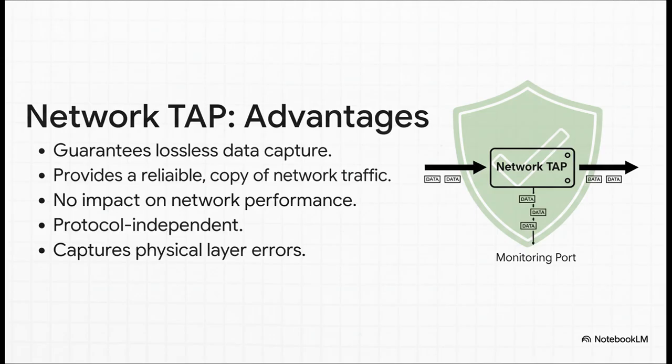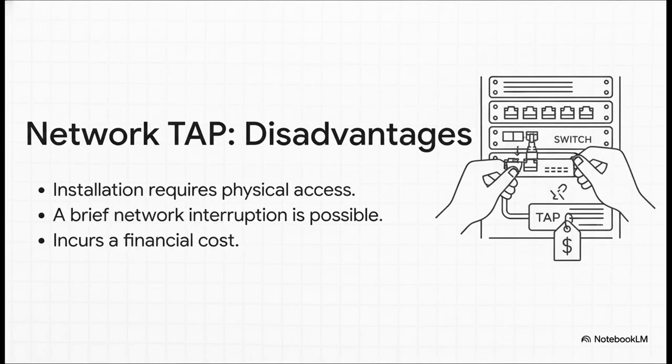It's built for one thing and one thing only, making a perfect 100% lossless copy of your traffic. It will never, ever drop a packet, no matter how busy the network gets. And because it's a physical device sitting on the wire, it sees everything, including those physical layer errors that span ports are totally blind to.